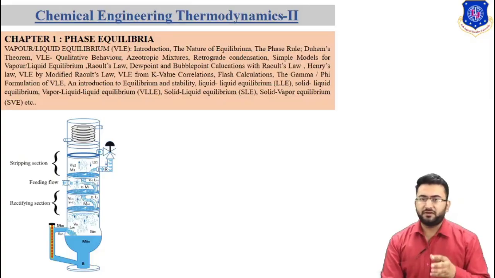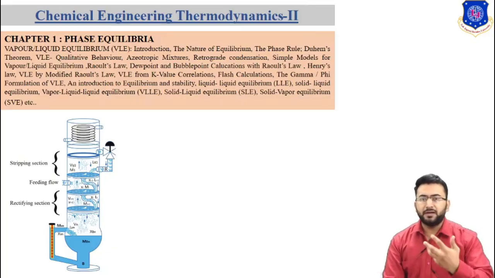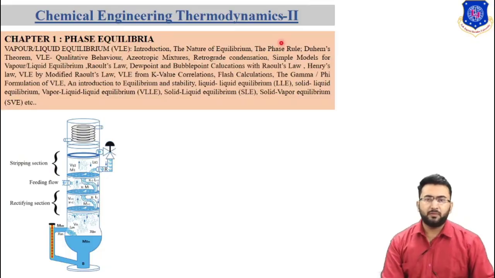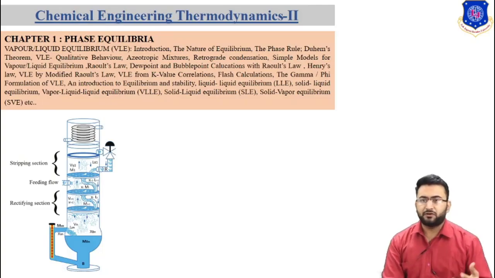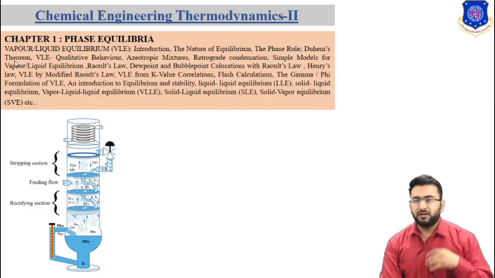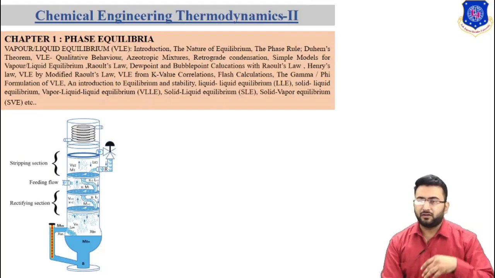Then we will talk about the phase rule, which means degrees of freedom, denoted by capital F, and that is used to find the independent variables for any system. By fixing those independent variables, we can completely define that system. So we will talk about the phase rule for the non-reacting system in this chapter. Then we will talk about Duhem's theorem, which contains intensive and extensive properties, whereas in the phase rule we consider only intensive properties.